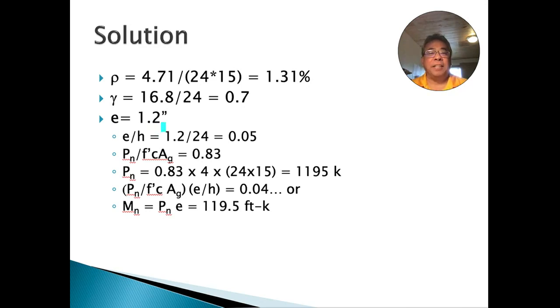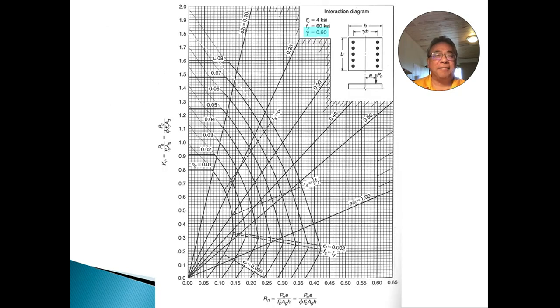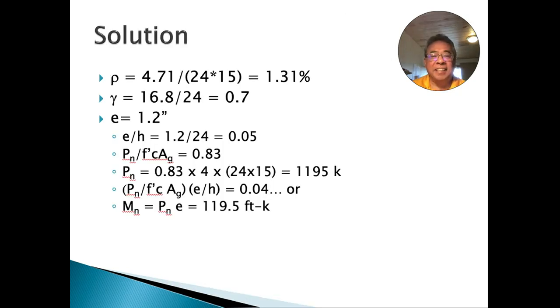And so for E is 1.2 inches, E over H is 0.05. And then I read on the graph, or I fudged on the graph because it actually wasn't coming out right, that the y-axis was 0.83. And then from that, I solved for Pn. Let me show you what I did. So I went to this graph. Okay, I know that E divided by H is 0.05.